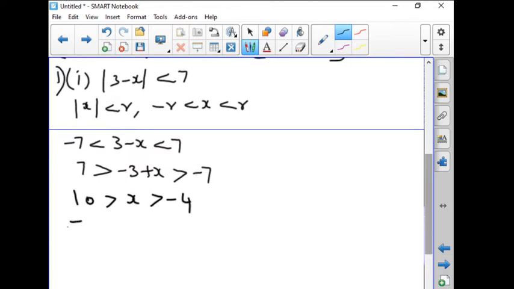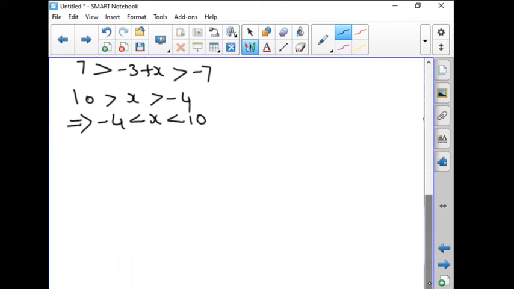So how will you write this? This also we can write as minus 4 is less than x less than 10, which is the required solution. Okay, so this is the solution for x. Then we see the second subdivision.